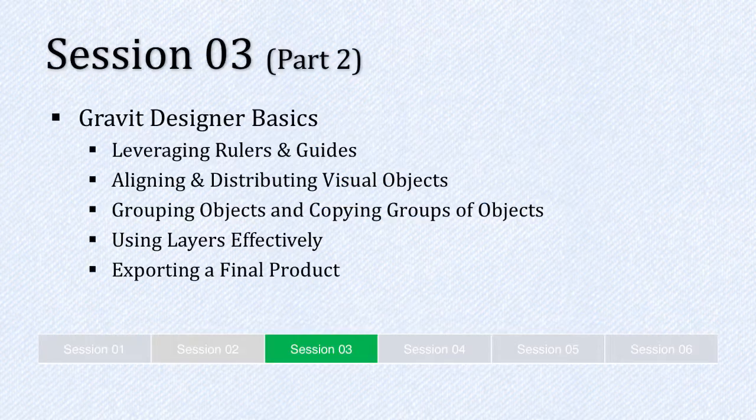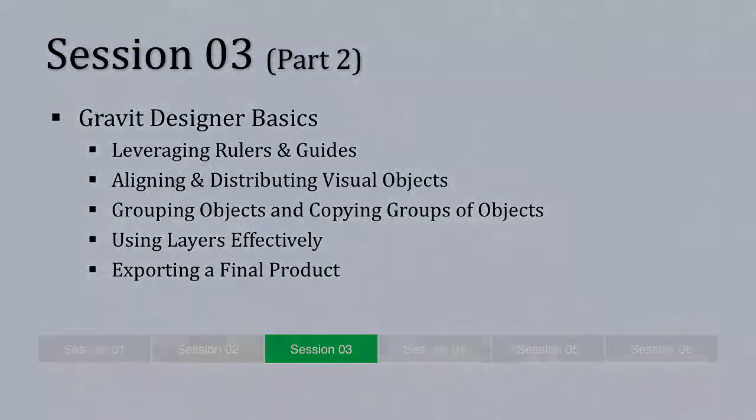to end. In this tutorial, you will learn how to leverage Gravit's rulers and guides, how to align and distribute visual objects, how to group visual objects and create copies of groups of objects, and we will also cover how to use layers effectively, as well as how to export our final designs for sharing. Our hope is walking through this process together will help all of you get the most out of this free design software. So let's get started.